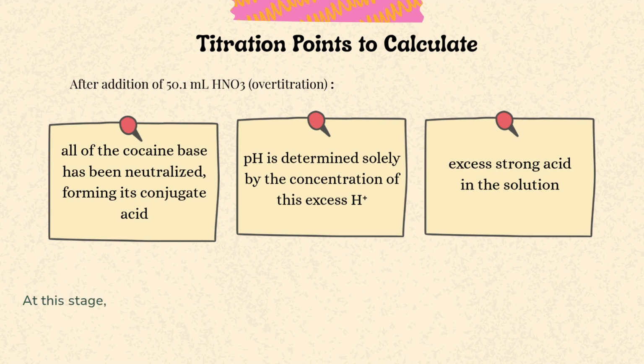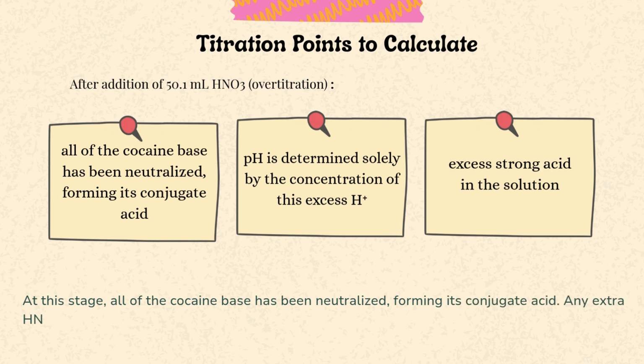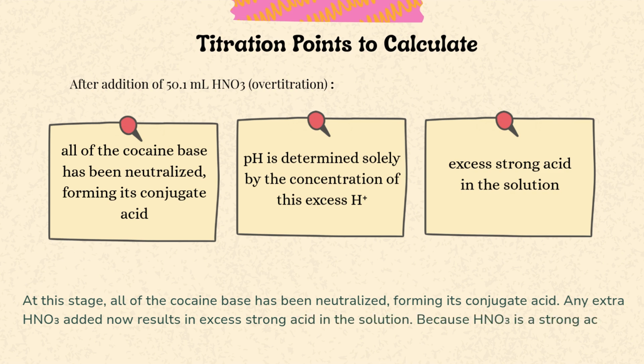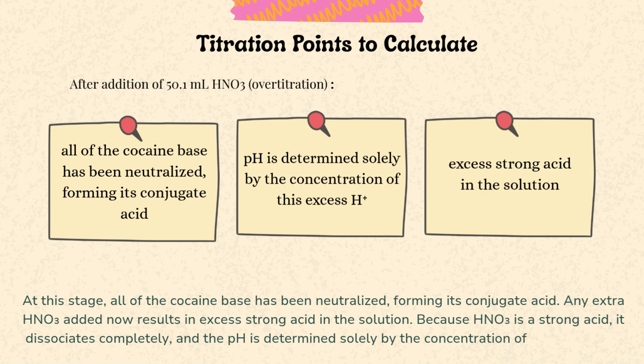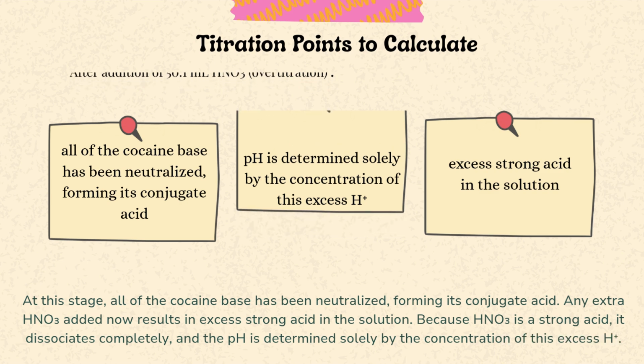At this stage, all of the cocaine base has been neutralized, forming its conjugate acid. Any extra HNO3 added now results in excess strong acid in the solution. Because HNO3 is a strong acid, it dissociates completely and the pH is determined solely by the concentration of this excess H+.